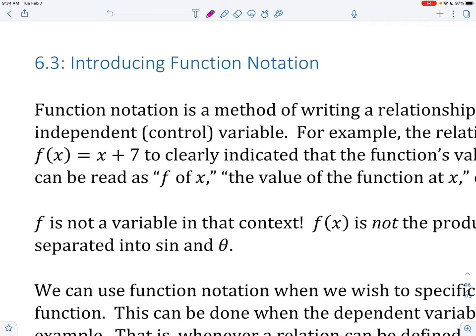Hello everyone and welcome to lesson 6.3 where we introduce function notation. It's a new notation and it might take a little bit of getting used to, but that's okay. We're going to practice with it. We're going to see where it goes.